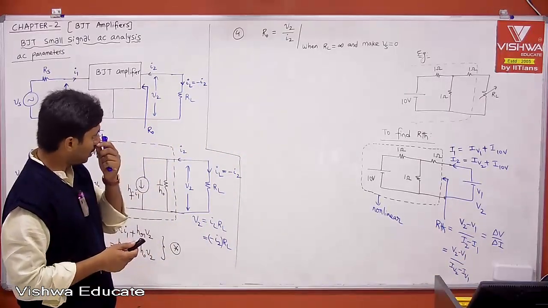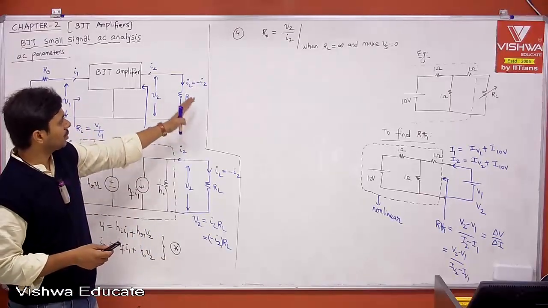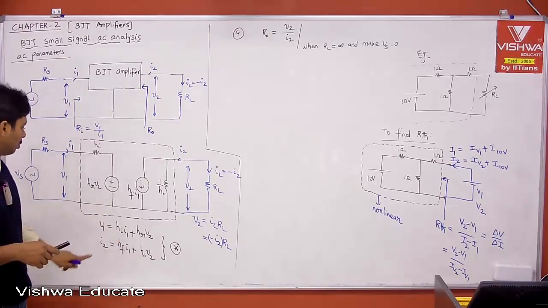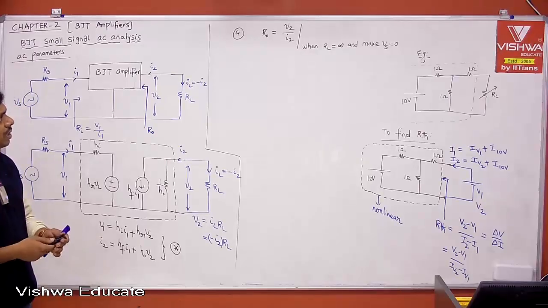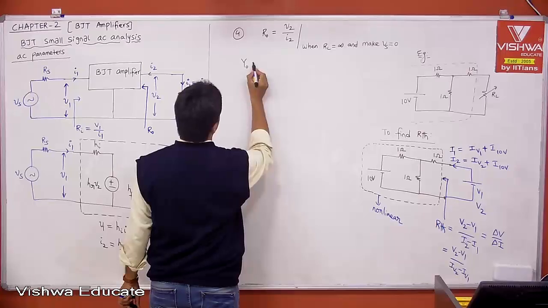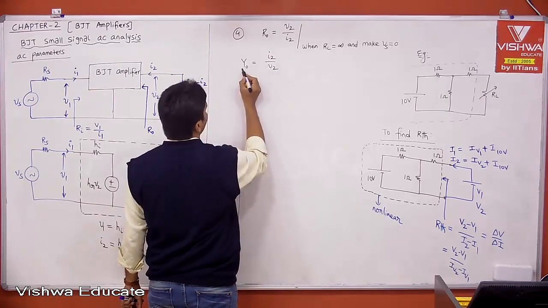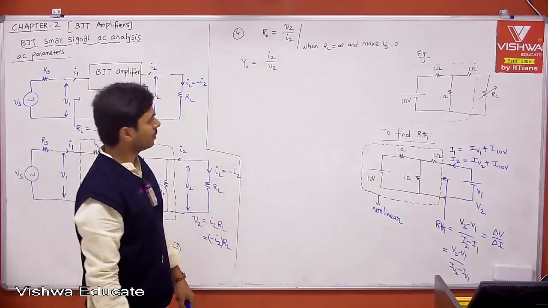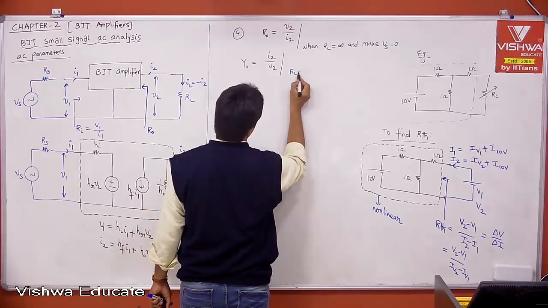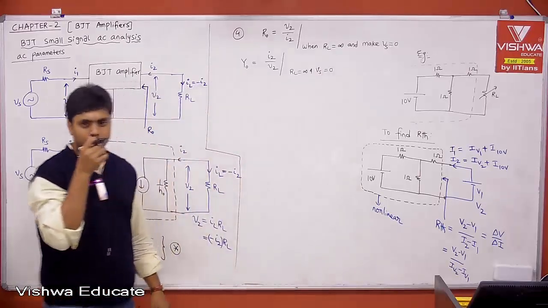If that is over, maybe I can continue to this definition. We know we need to take RL infinity, meaning exclude this, and make Vs equal to 0. Now let's solve. What is V2 by I2? We don't know V2, but we know I2. Instead of taking V2 by I2, let me take its reciprocal. Therefore, let Y0 be equal to I2 divided by V2. Once you find Y0, then 1 by Y0 is nothing but your R0. When RL is infinity and Vs is equal to 0.